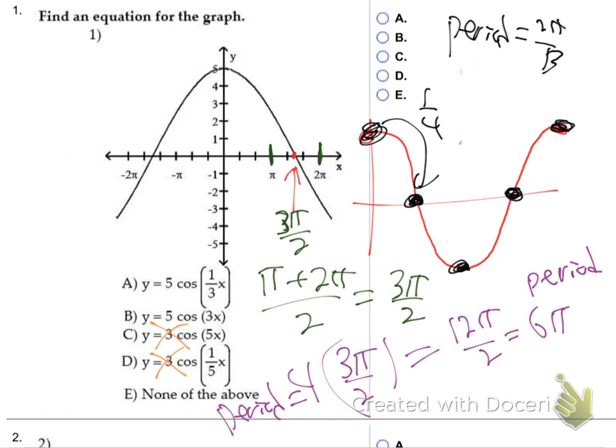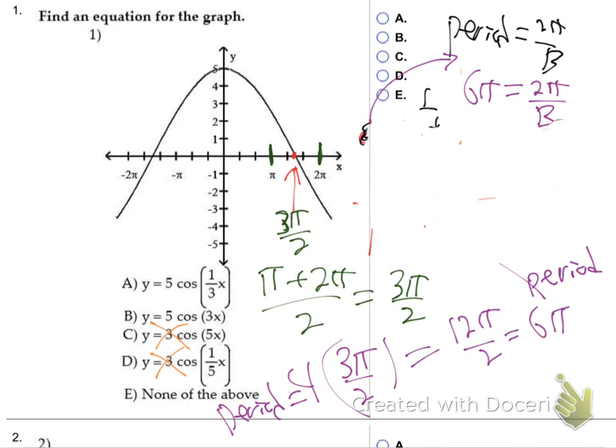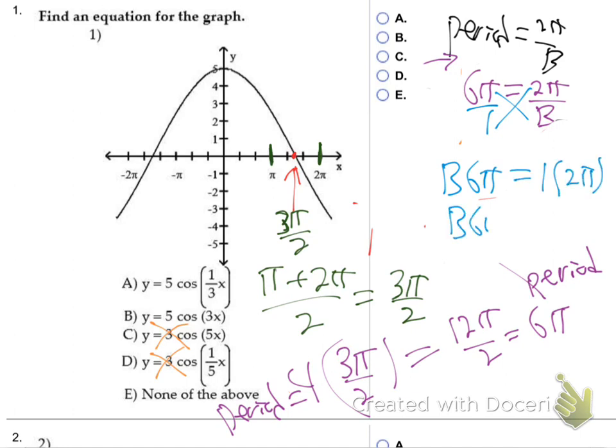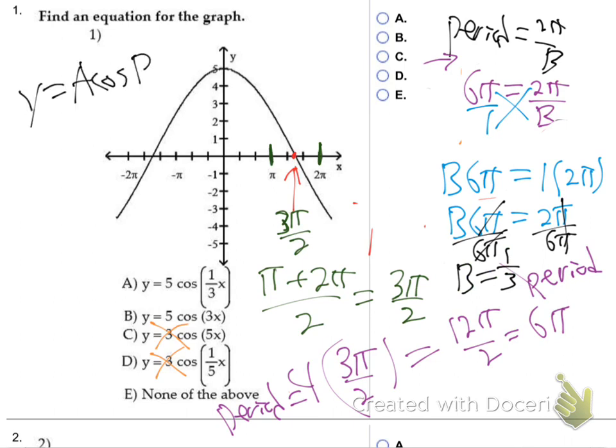So now I know the period. Bring it up here. 6 pi is the period, 2 pi over b. I can solve that formula for b now. It's a hard first problem. To solve for b, put this over 1, diagonal, diagonal. b times 6 pi is 1 times 2 pi. b times 6 pi is 2 pi. Last step, divide by 6 pi. What is b? Pi's canceled, 2 over 6, 1/3. b is 1/3.